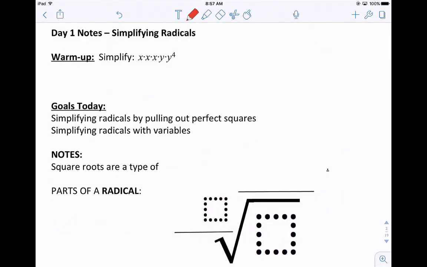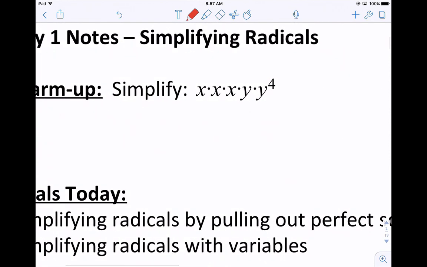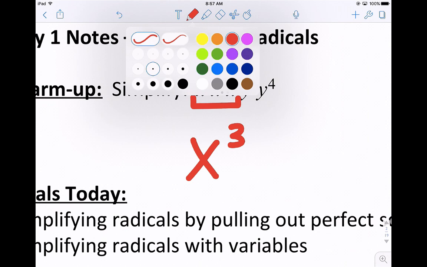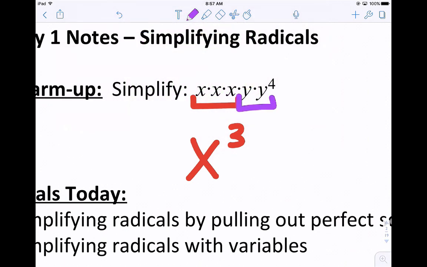Today we'll be looking at simplifying radicals. We'll start with this warm-up. Simplify x times x times x times y to the fourth. If you notice, we have three x's being multiplied together. Another way to say that is x to the third. And then we have 1y times another 4y's. So total we're multiplying together 5y, so we call that y to the fifth.